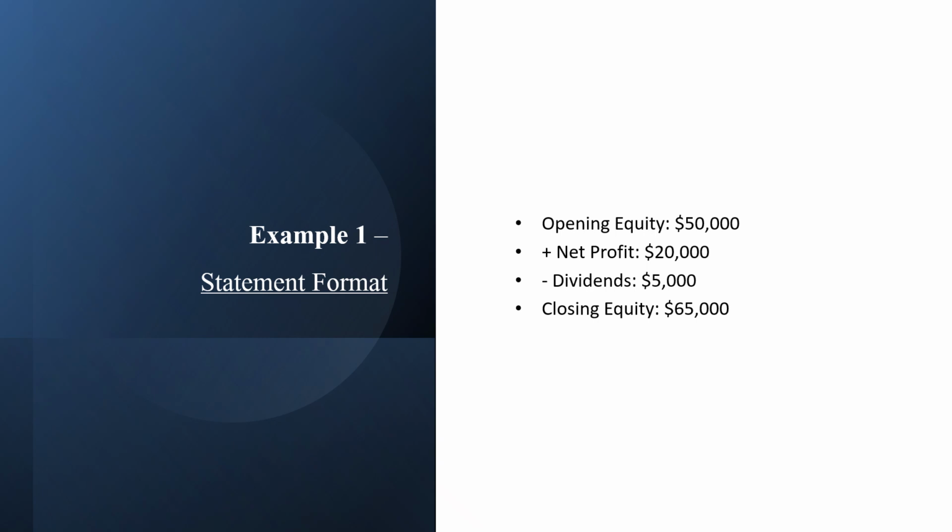We start with opening equity of $50,000, then we add the net profit of $20,000. This increases equity because our business earned income. Next, we subtract dividends of $5,000 since dividends are payments made to shareholders. After making these adjustments, we arrive at closing equity of $65,000. This format helps users clearly see how the equity changed during the year.